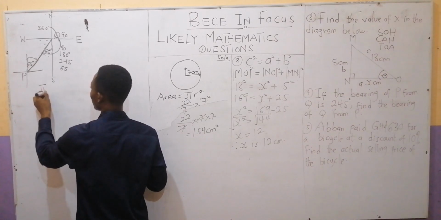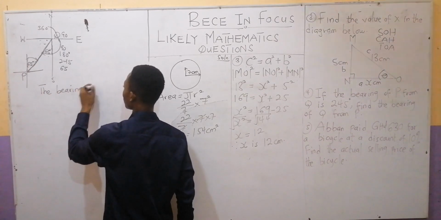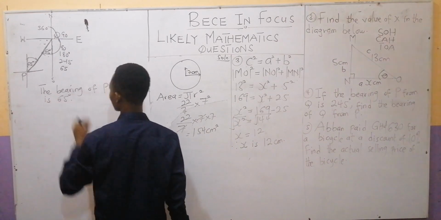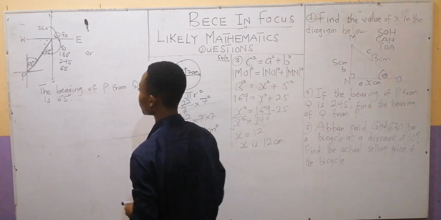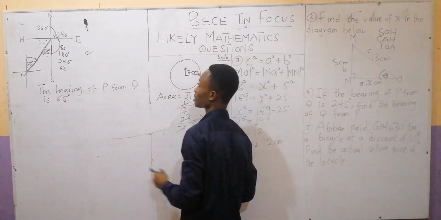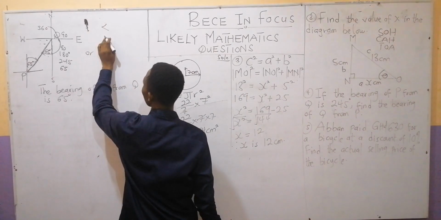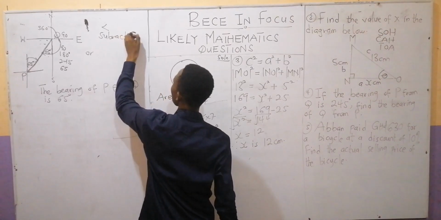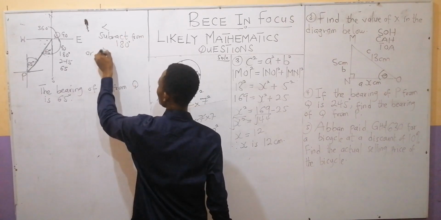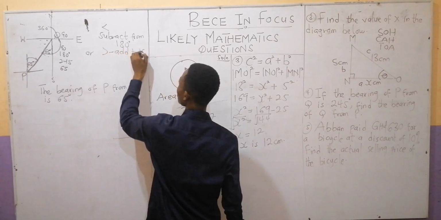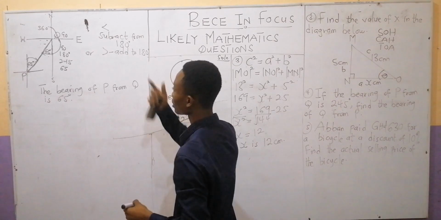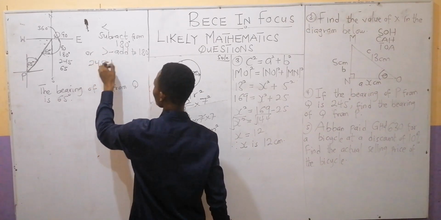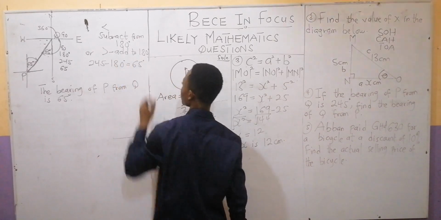So we can see the bearing of Q from P is 65 degrees. Whenever you want to find this, we also call it the back bearing. Back bearing always states that when the angle is less than 180, you are going to add to 180. Or when it is greater than 180, you are going to subtract from 180. The angle given is more than 180, it's 245. So we subtract. 245 minus 180 gives us 65 degrees.